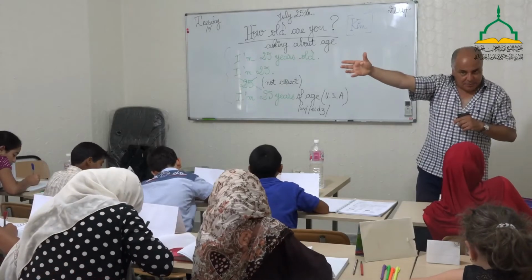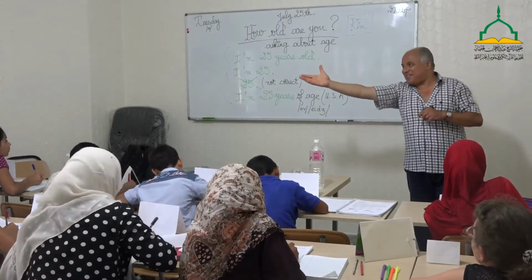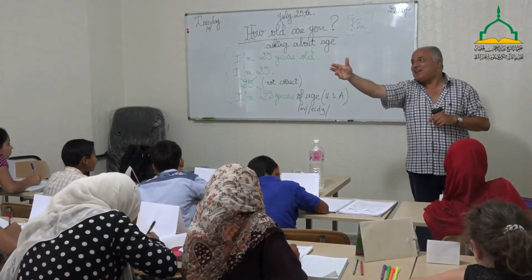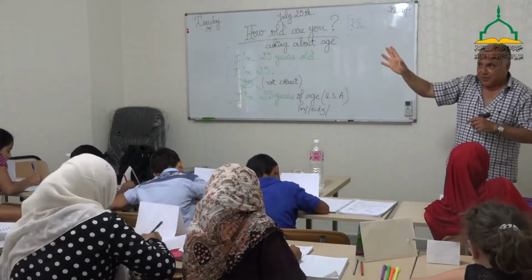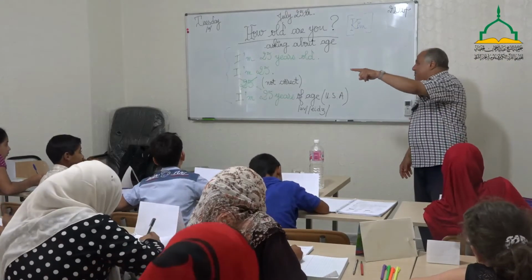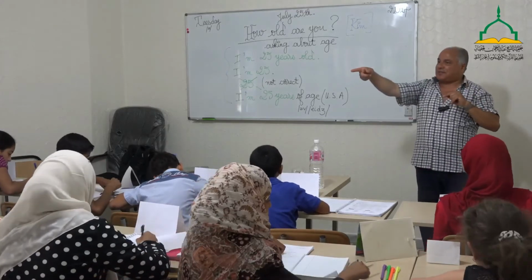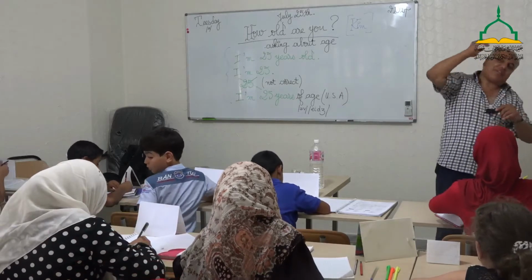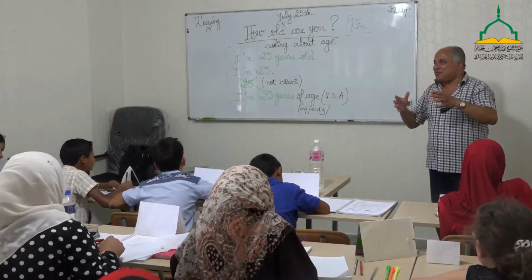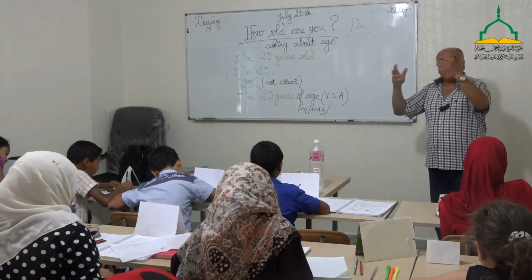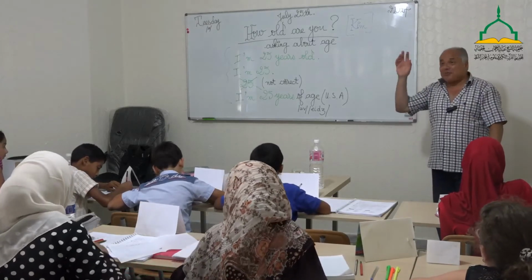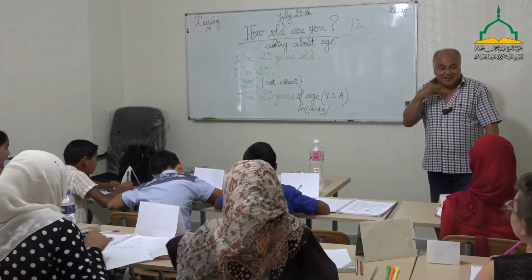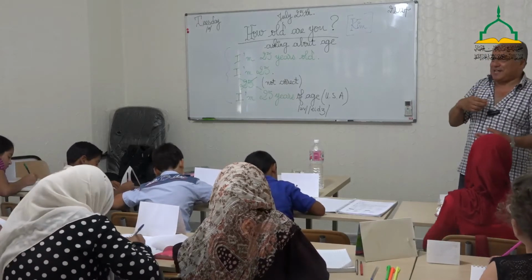"12 years old." Good. "I'm 12 years of age" is better than... you can say "I'm 12 years old." It's quite correct. If I ask Fatma, for example, how old are you, Fatma? "I'm 10 years old." If I ask you all together, how old are you? We are. No, we cannot say "we are." Everyone should answer about himself or herself.